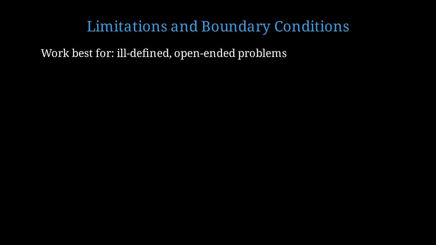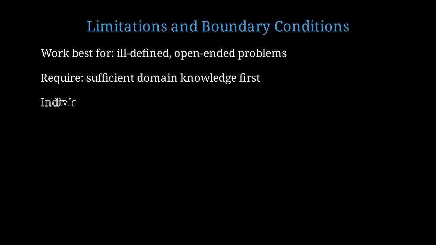However, we must acknowledge the limitations. These methods don't work equally well for all problem types. They work best for ill-defined, open-ended problems where multiple solutions exist. They are less effective for well-defined technical problems with single optimal solutions. You need sufficient domain knowledge first. Random connections only work if you have a rich semantic network to draw from. Novices may generate nonsensical combinations. Individual differences matter. People with higher working memory capacity and cognitive flexibility benefit more. Baseline differences can account for 40% of variance in outcomes.